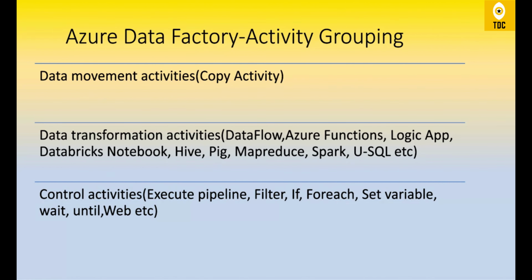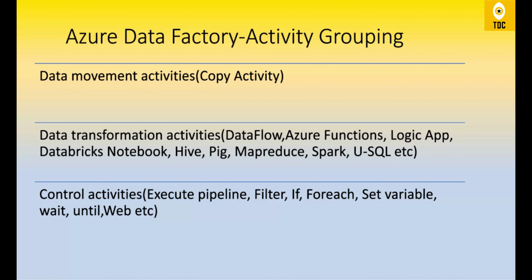So we understood that one pipeline can have a number of activities, right? And in activities, there are different kinds of activities. So it is very important to understand the different types of activities at a high level, how they are divided. As you can see, the first and most commonly used activity is copy activity. This is also called a data movement activity, because we move the data, or lift and shift the data, from one location to another location.